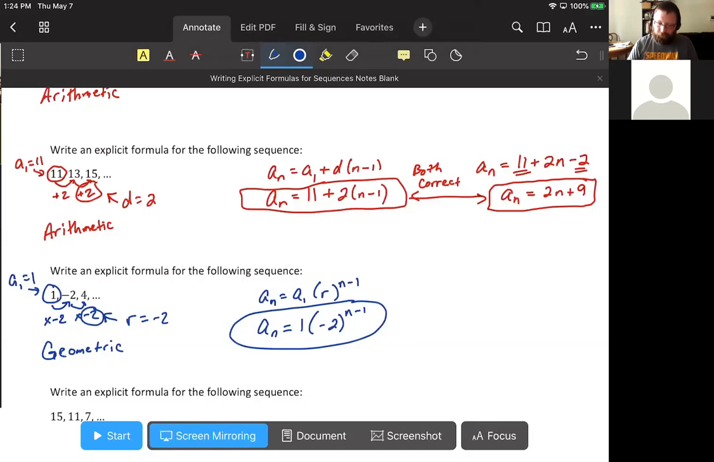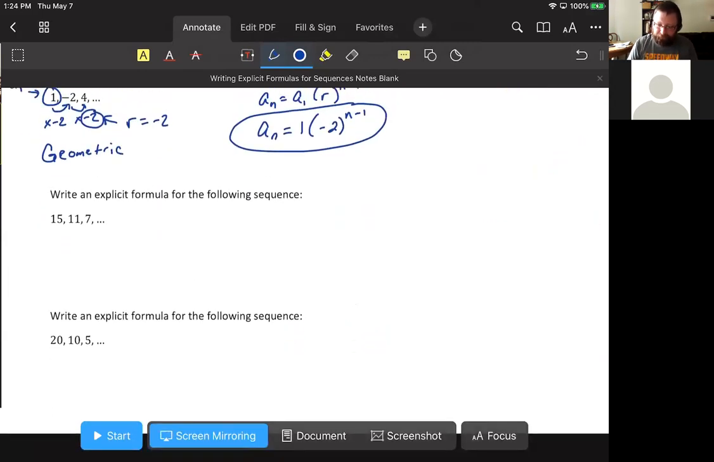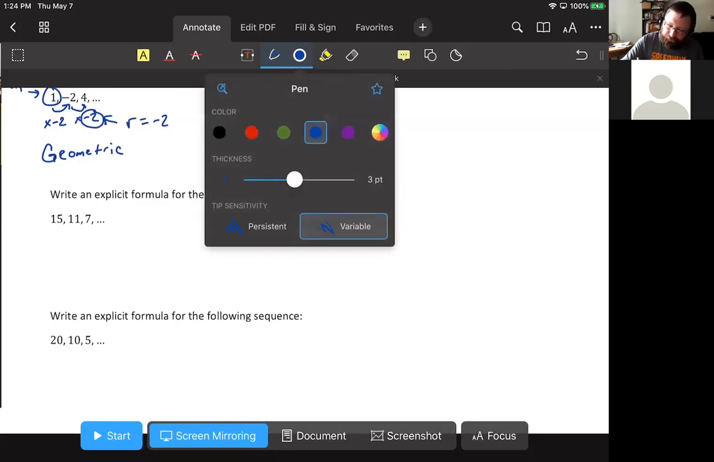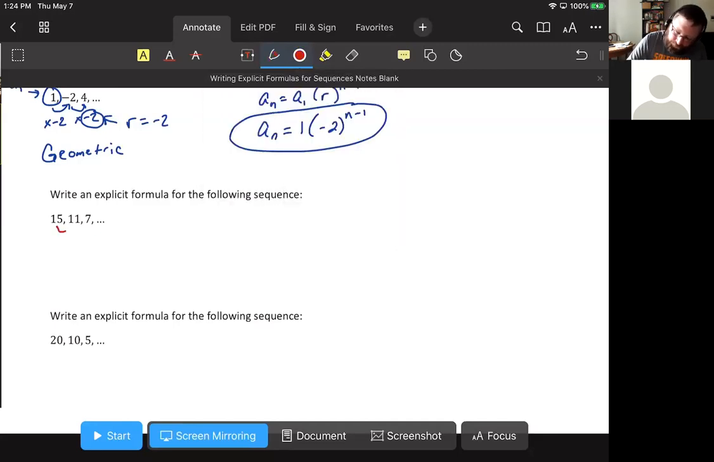So, last two examples. Here we go. So this first one here, our pattern is we are subtracting 4 each time, which makes it arithmetic. Our D value is -4. Our A sub 1 is 15.